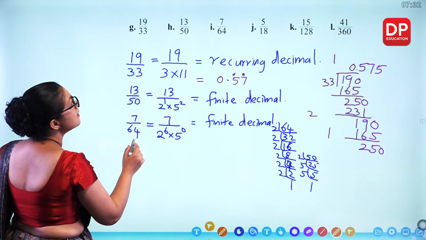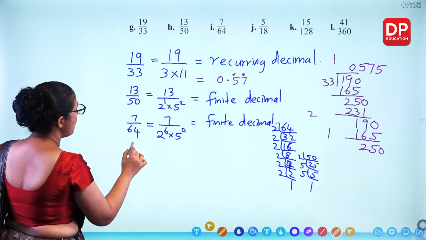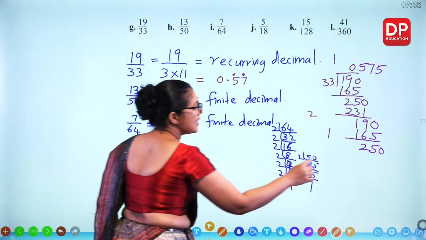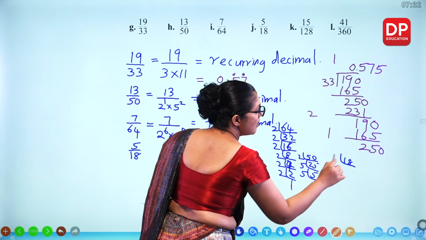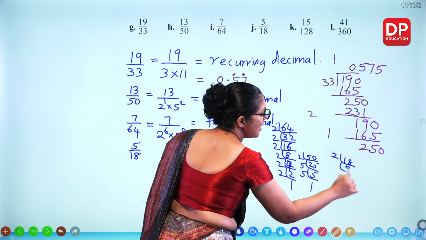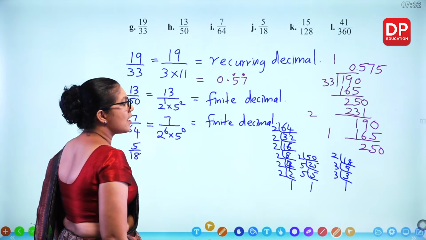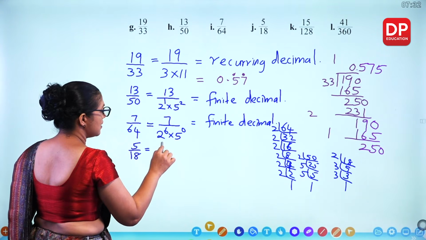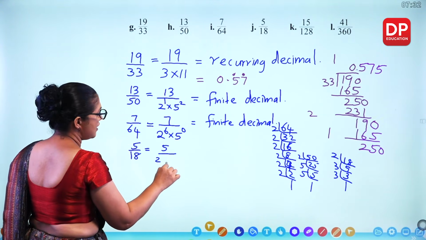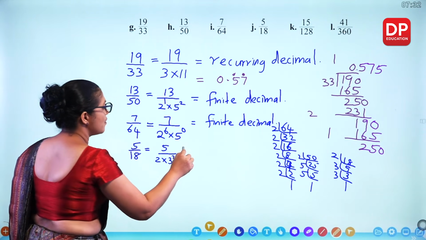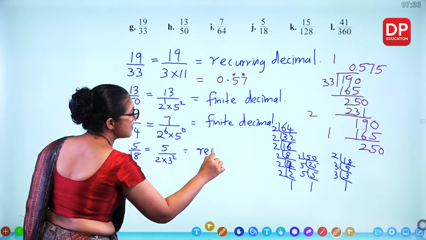Now look at the next one. 5 over 18. 18 is 2 times 9, 3 times 3, 3 times 1. 2 and 3 squared. It's not in this form. It's a recurring decimal.